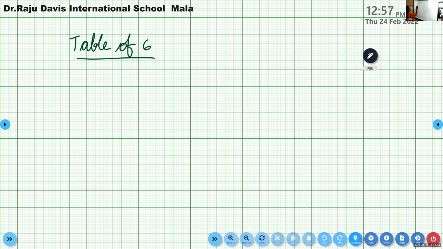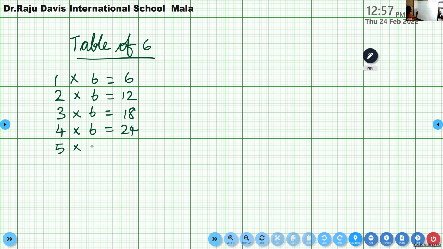1 into 6 is equal to 6. 2 into 6 is equal to 12. 3 into 6 is equal to 18. 4 into 6 is equal to 24. 5 into 6 is equal to 30. 6 into 6 is equal to 36. 7 into 6 is equal to 42. 8 into 6 is equal to 48. 9 into 6 is equal to 54. 10 into 6 is equal to 60.